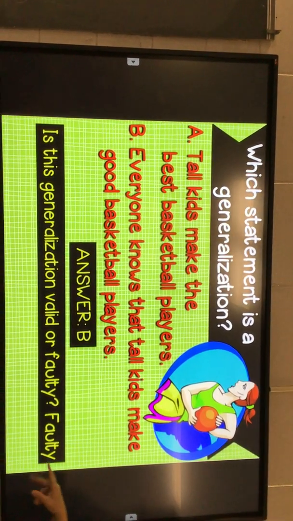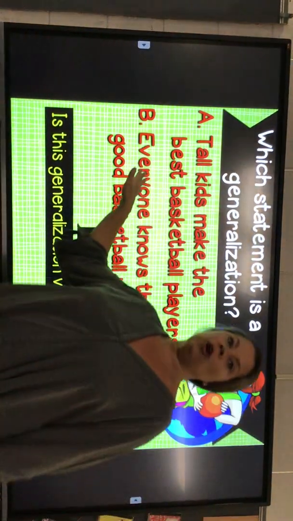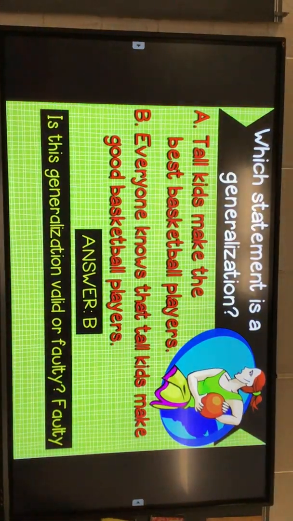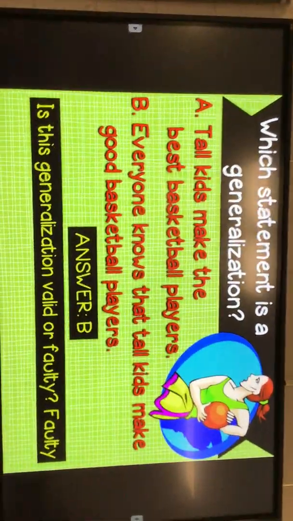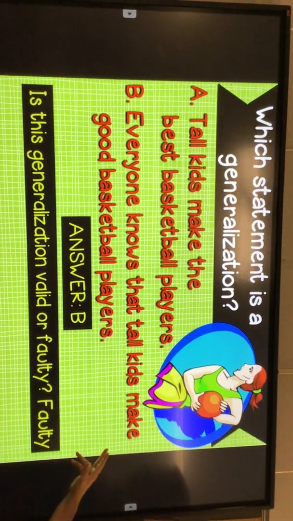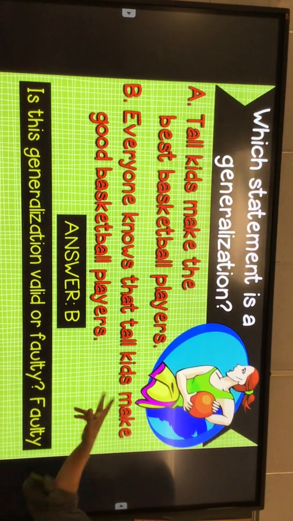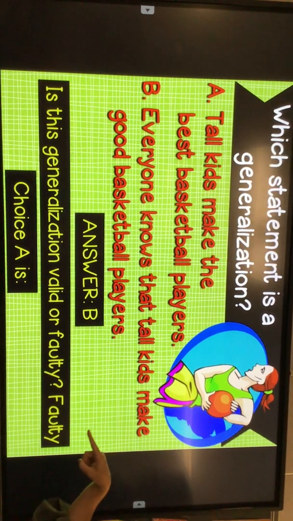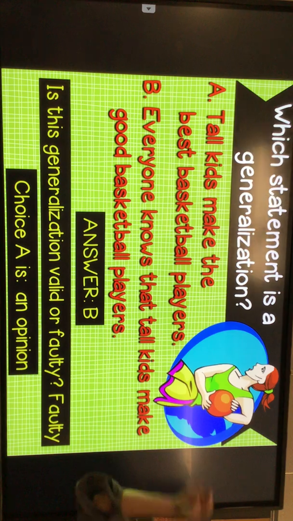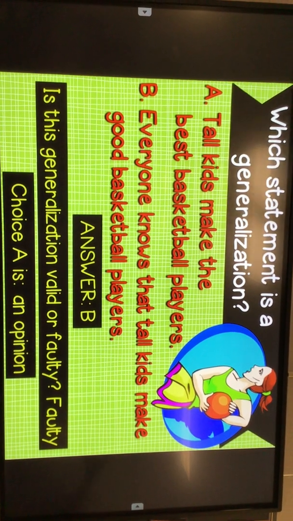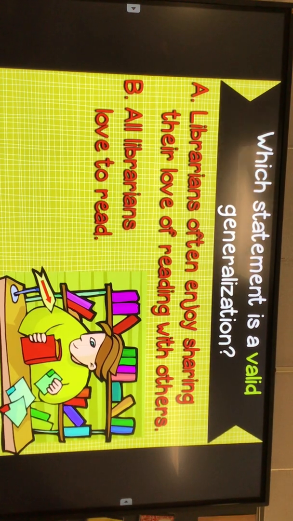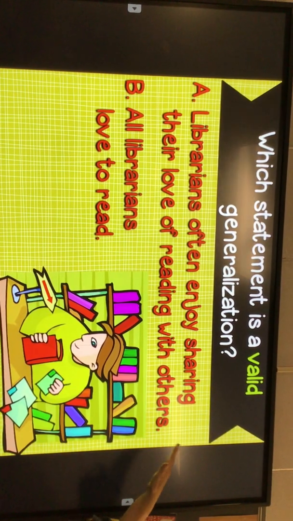This is faulty because we've talked about some basketball players, some that were around my height. In spite of the fact that they are short, they made great basketball players, made it all the way to the NBA. So, moving on. Choice A is our opinion, because what is the opinion word? Best.